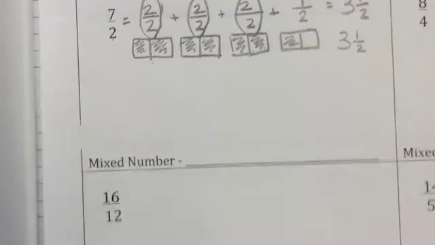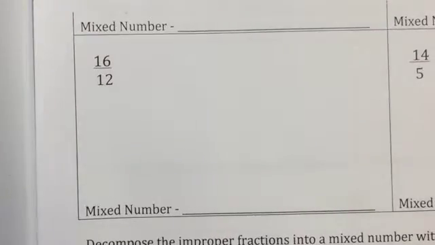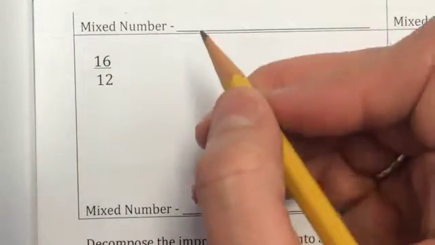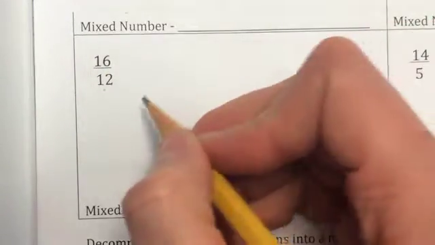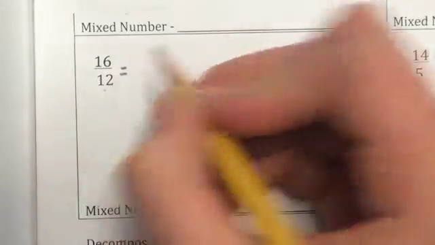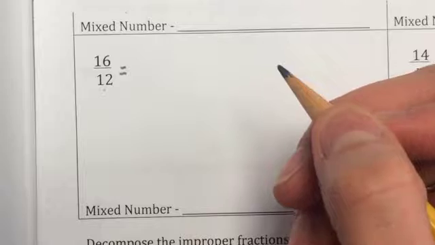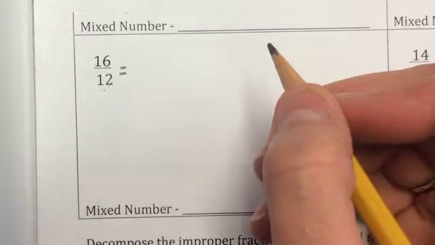Let me show you another one, and I'll just do this one with the decomposing way. The first thing I'm going to do is say I've got 16/12. It's an improper fraction, so I want to change it to a mixed number. One of the ways I can do this is to think about the whole. Well, if I was going to draw a bar, I would cut it into 12 pieces.